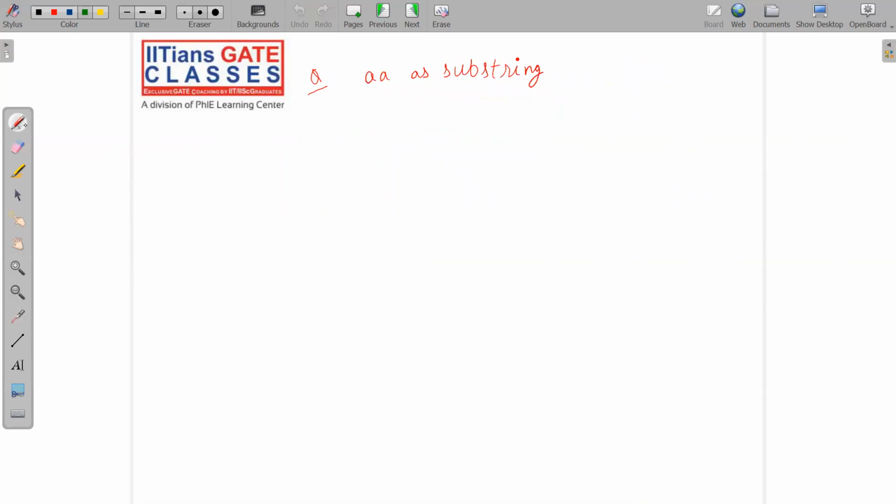Double A as substring. Again, very simple. Double A as substring means what? Double A as substring: starting and end. In the start we can have anything, in the end we can have anything, but in the middle we should have double A. So this is again very simple.